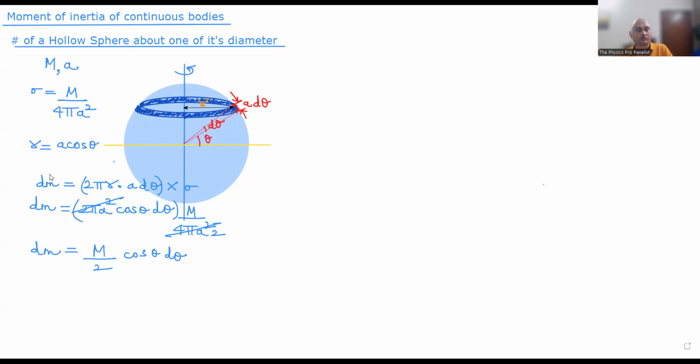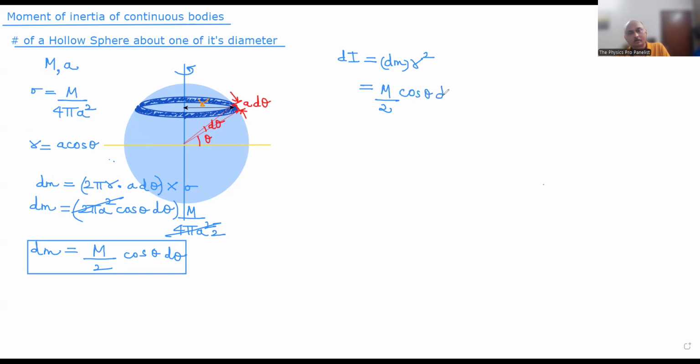I hope all of you understood this. Yes or no? Yes, sir. Now, moment of inertia of this ring about the axis is dm into again r square. So this is M by 2, cos theta d theta, into cos square theta.